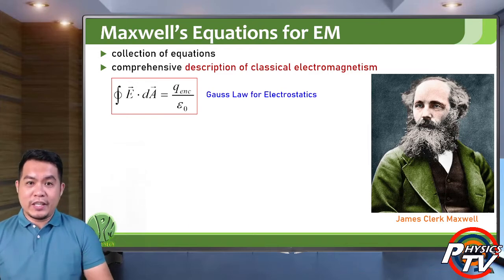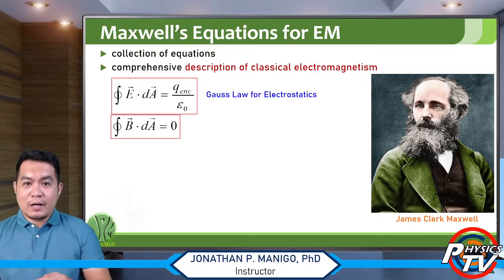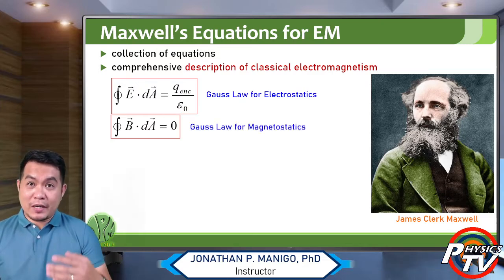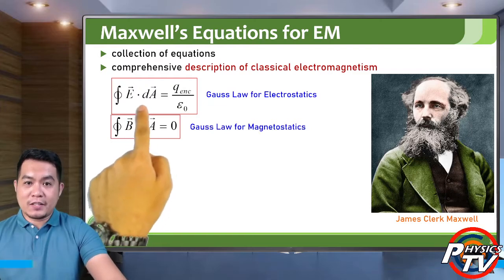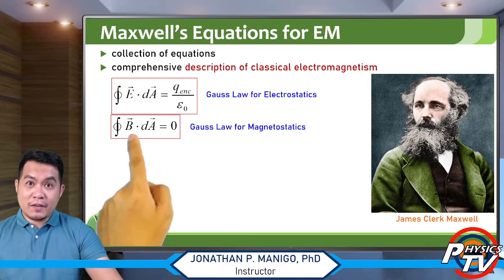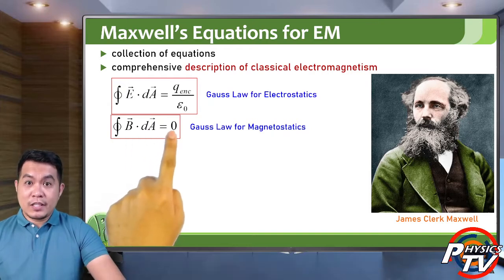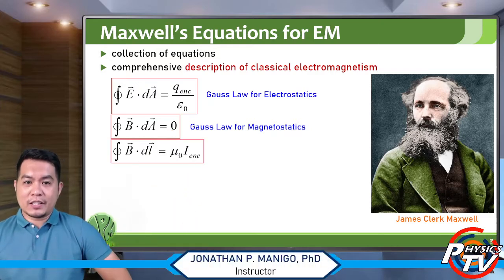The closed integral of E dot dA is just equal to the charge enclosed over epsilon naught. Then Gauss's law for magnetism, or magnetostatics, which is just the flux. This is the total electric flux, and this is the total magnetic flux. In magnetism, since it's always a dipole, the total magnetic flux is always zero. That's Gauss's law for magnetostatics.